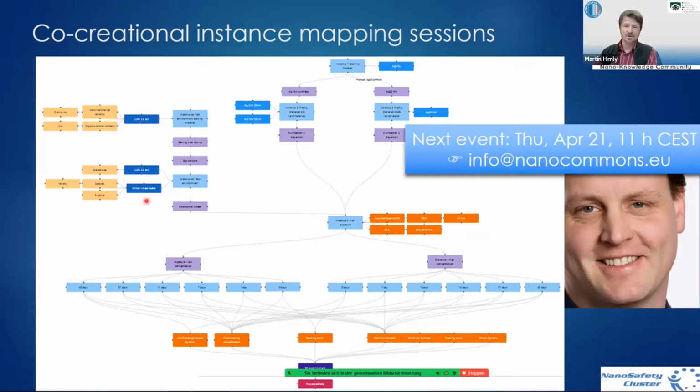This now looks very complicated, but we hope that after today's session you are much more familiar with what all these colors mean, and we can discuss this later and cooperatively work on your specific workflows in these bi-weekly sessions, driven basically by the initiative of Thomas Exner, whose picture you see here.